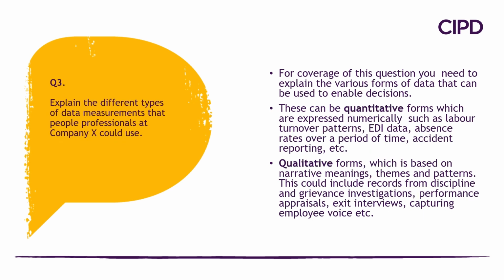Question 3. This requires you to explain the different types of data measurements that people professionals at Company X could use. So for coverage of this question, you need to explain the various forms of data that can be used to enable decisions. These can be quantitative forms, which are statistical and are expressed numerically, such as labour turnover patterns, EDI data, absence rates over a period of time, pay and reward, number of dismissals, etc., and accident reporting.